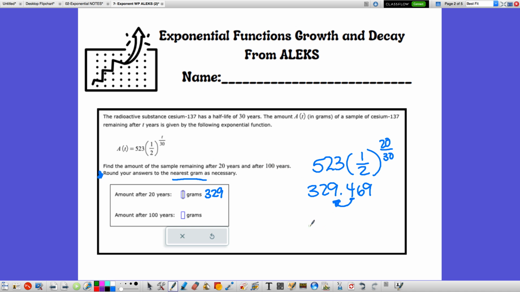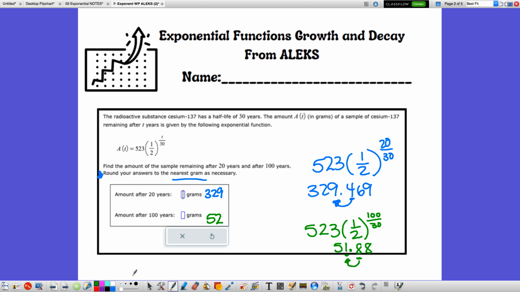So same process. We're just plugging this in. 523 times 1/2, right, to the 100 over 30. So again, this is just about plugging in the number and then putting it in the correct place. Right, putting that in my calculator, and I get 51.88. All right. Now, nearest gram would be here, 1. Does the 8 change the 1? Because 8 is bigger than 5, it does, so this would be 52.